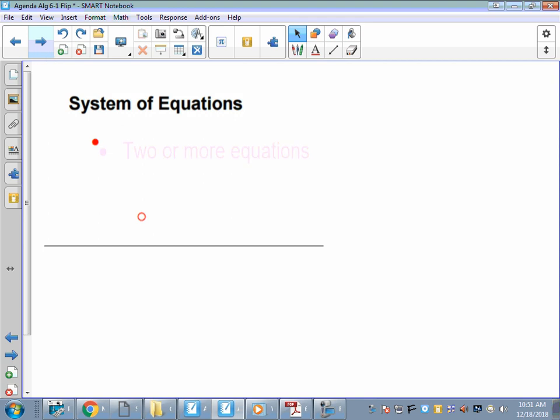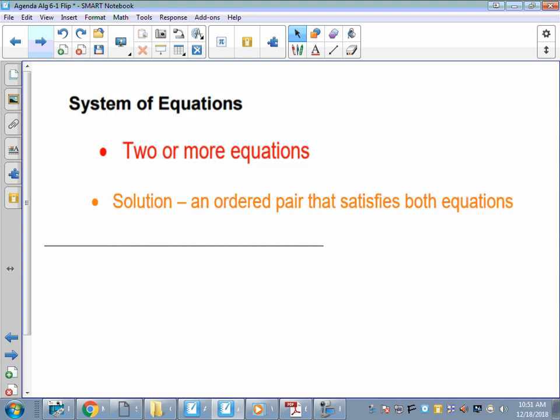So first, what is a system of equations? It's 2 or more equations. At least 2, you might have more than 2. And then when we talk about a solution, what we're talking about here is an ordered pair that satisfies both equations. So again, what does satisfy mean? In math terms, it means it makes it true. Okay? And then what we're looking at here is the point at which the lines intersect. That's going to be the solution.